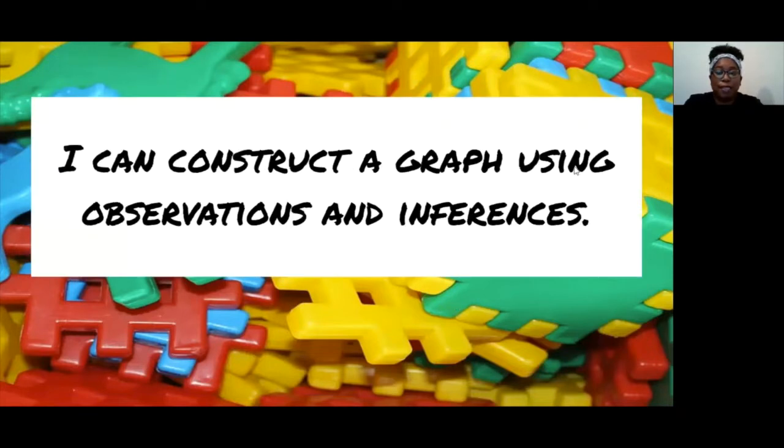Your I Can statement for today is, I can construct a graph using observations and inferences. Construct, what does that mean? That means to build, to create. So you're going to create a graph using observations and inferences. Sounds familiar? Yes, it's what we've been doing pretty much all week.